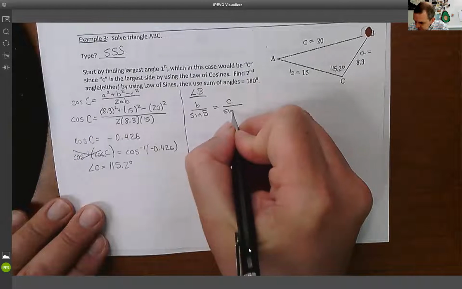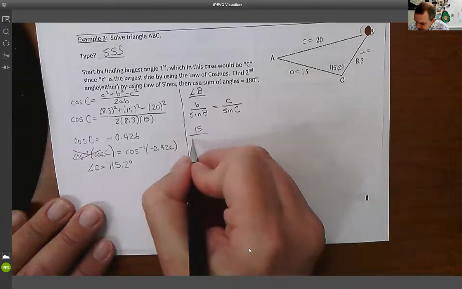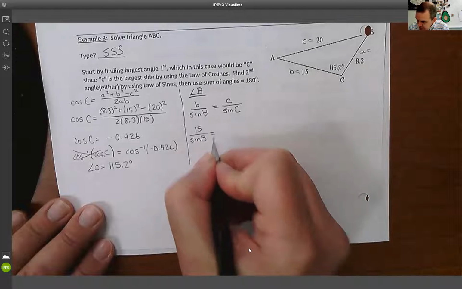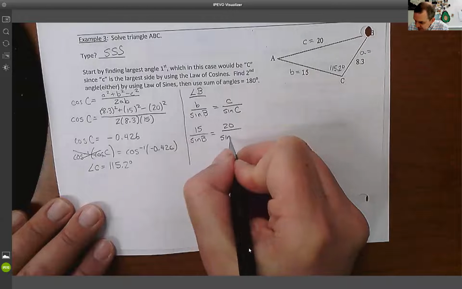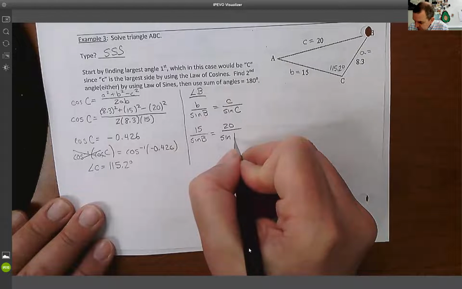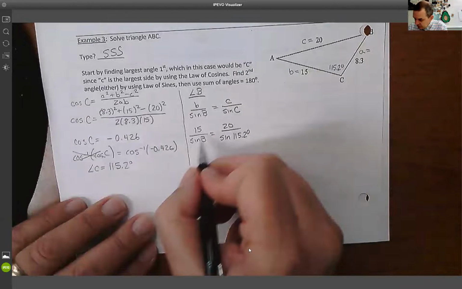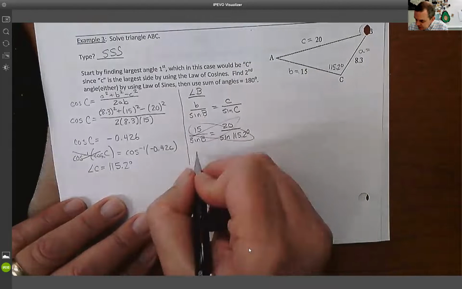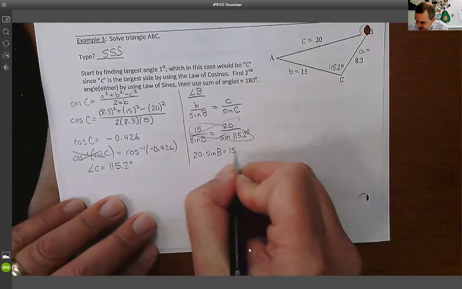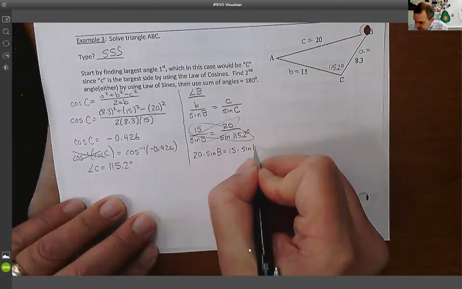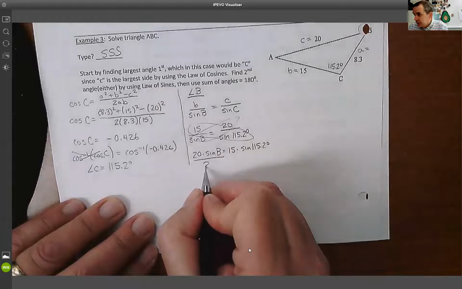I'm going to plug away. B is 15. Angle B is what I'm trying to find. C is 20. And sine C is going to be sine of that angle we just found, 115.2 degrees. We're going to cross multiply. And we're going to be left with 20 times sine B equals 15 times sine 115.2. We're going to divide both sides by 20.